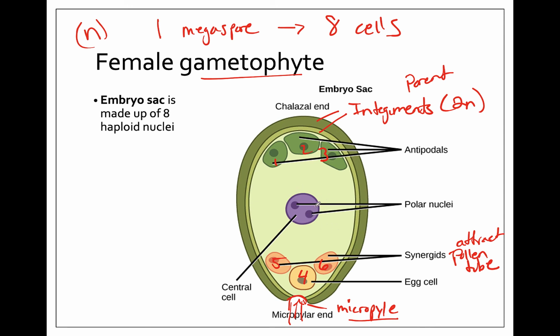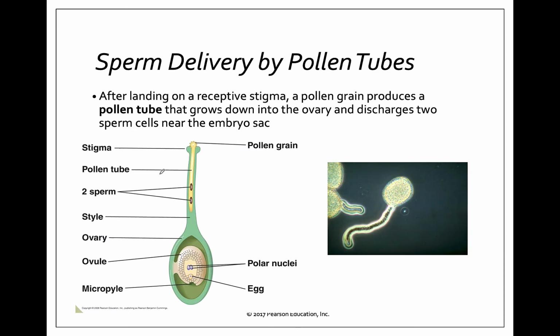And then in the center, we have 2 polar nuclei. And this isn't really a cell. These are just 2 nuclei hanging out. This is kind of like one gigantic cell, and the rest of this is all in here. So these 2 polar nuclei are going to be really important during fertilization, because these are going to lead to the endosperm, which is the food source for the growing embryo. So the female gametophyte is called the embryo sac, and it's made up of these 8 haploid nuclei.